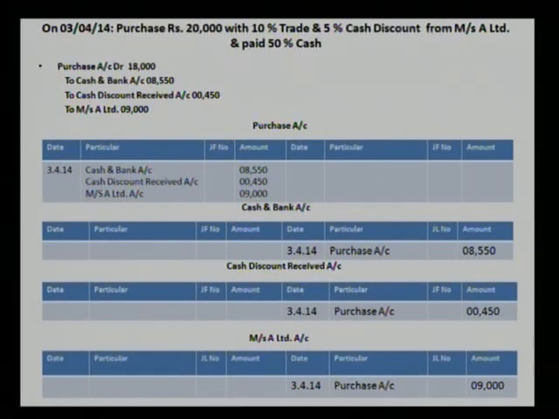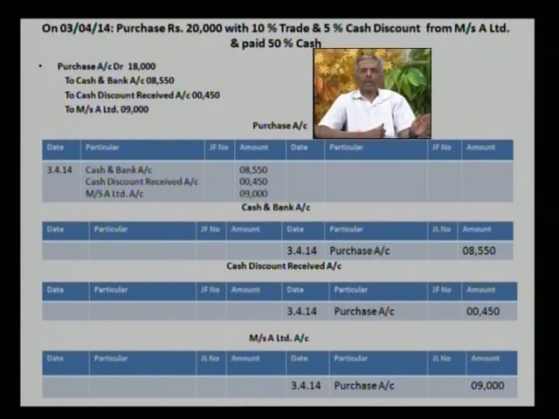But it is mentioned that we have purchased this much of goods from Messrs A Limited and we have paid 50% cash. So 50% is the cash purchase, remaining 50% is the credit purchase. On cash purchase we will enjoy the cash discount of 5%. So we, being the accountant, have to pass the entry that is shown on your screen. Purchases account DR to cash and bank account by 50% of the net purchases minus 5% cash discount. We have received the cash discount of 5% of 9,000 rupees. So again that will be 450 rupees.